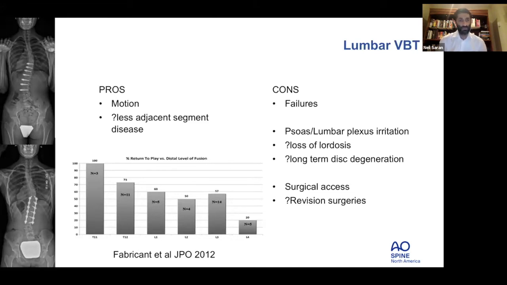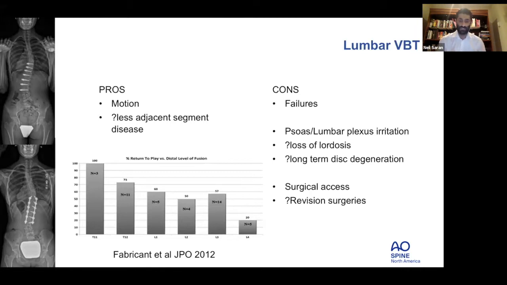So number one, these lumbar patients are going to have better motion than the lumbar fusion patients. And then the other thing is, what about adjacent segment disease? I think we do get more adjacent segment disease in patients where we fuse down to L3, L4. And hopefully we're going to see less of that. But again, we don't really know.